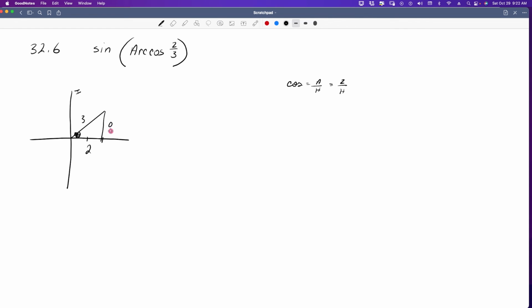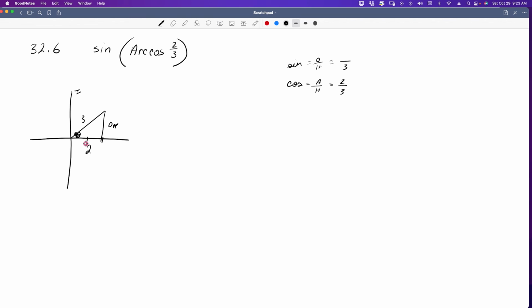So we've got to find the opposite side in order to find the sine here, because sine is opposite over hypotenuse. So we know it's going to be something over 3. I don't know why I wrote hypotenuse here. That should be 3, because that's what we're given. Cosine 2 over 3, which is adjacent over hypotenuse. So it's going to be something over 3. That is going to be the sine of the arc cosine of 2 over 3, something over 3. So let's find the opposite.